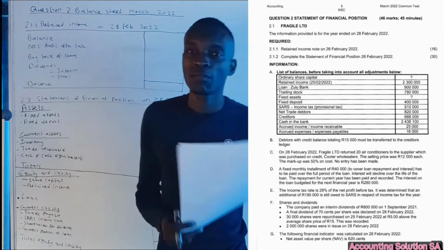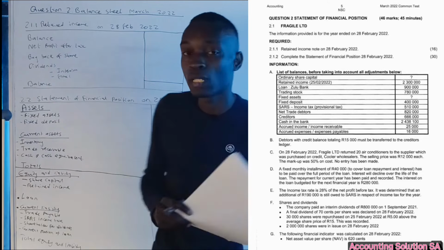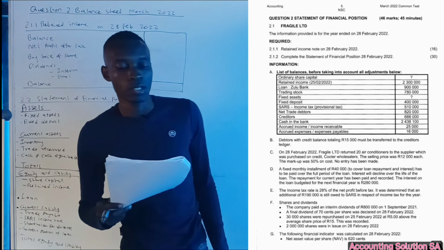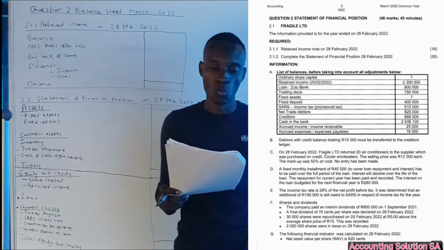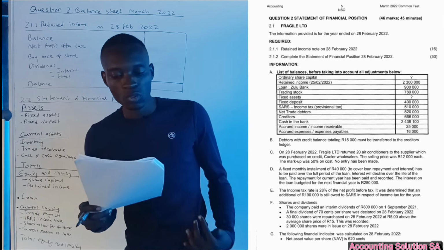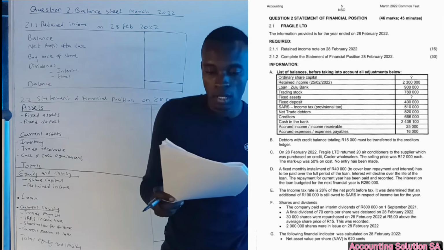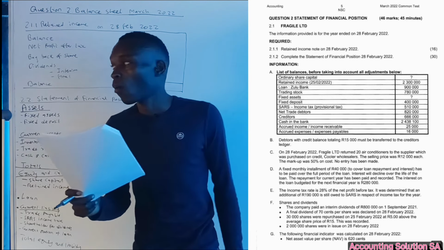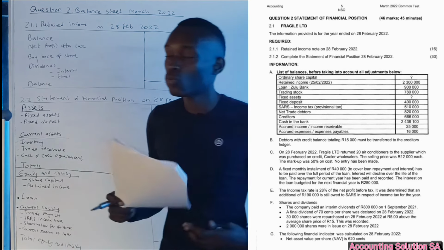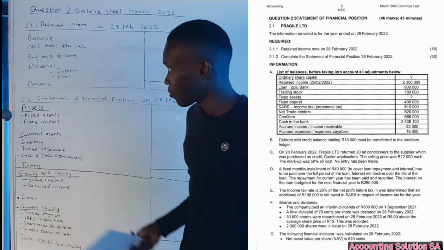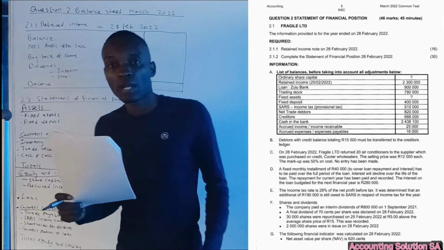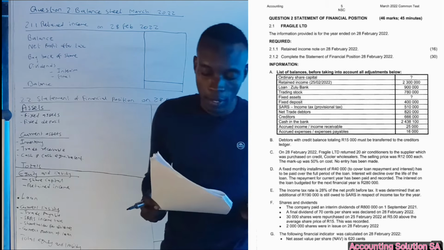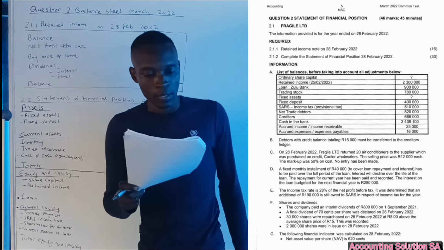So in this video we are going to do a balance sheet, or a statement of financial position. This is the question paper that was written in March 2022. It was question 2. Before we go to the balance sheet, we are going to prepare a retained income note. Then after that we're going to prepare our balance sheet. In order not to waste time, I drafted out a format that we are going to use. Let's go straight to the question.